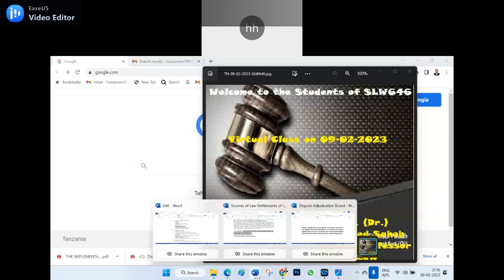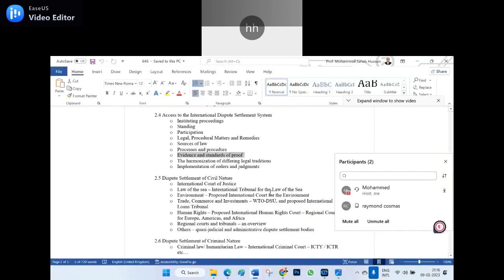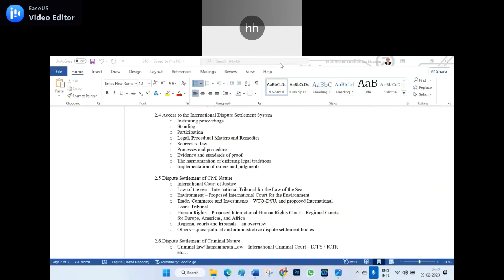If you happen to see the syllabus, access to the international dispute settlement system, institutional proceedings that we dealt with, and participation, we'll make it out. Sources of law also we can make it out. And the evidence and standard of proof also we can make it out. But in this class, it is the sources of law that I would like to deal with. Is it clear?